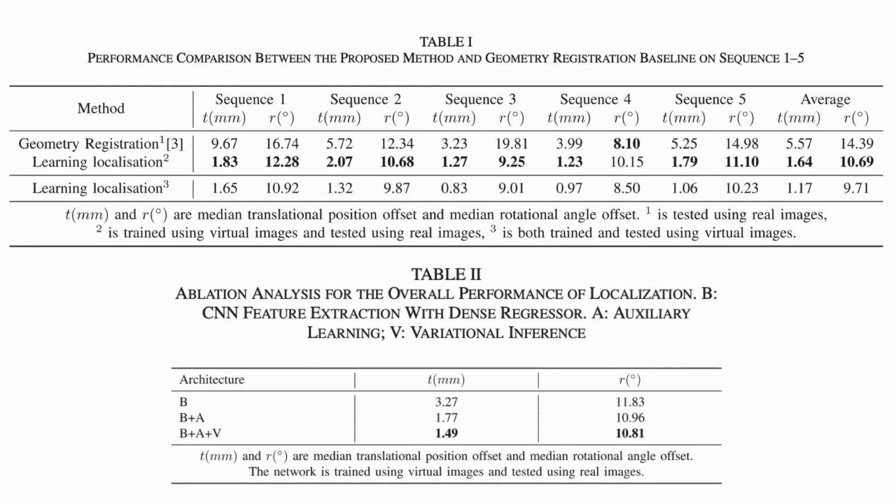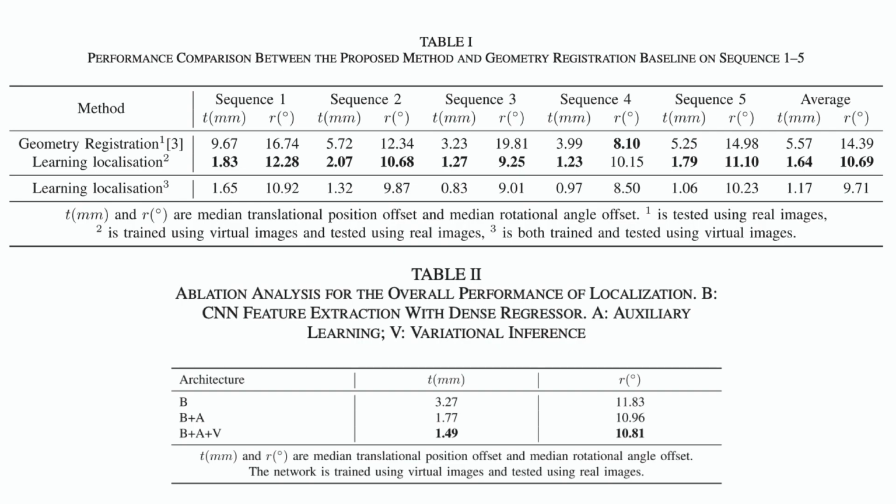The quantitative results of the localization accuracy are shown in Table 1 for each testing sequence and Table 2 for the ablation analysis. The average positional error and angular error of sequences 1 to 5 are 1.64 mm and 10.69 degrees respectively. The overall positional error and angular error of all the sequences are 1.49 mm and 10.81 degrees respectively.